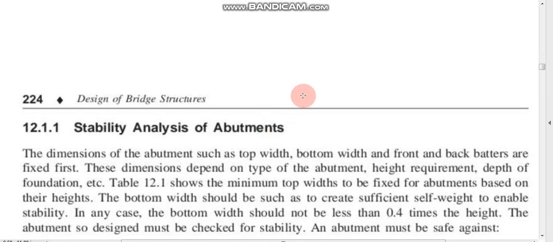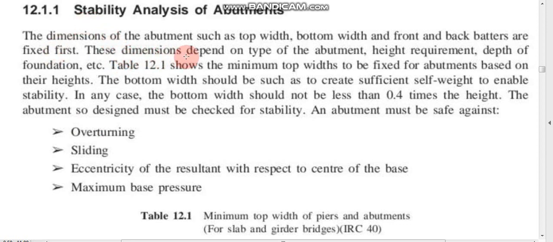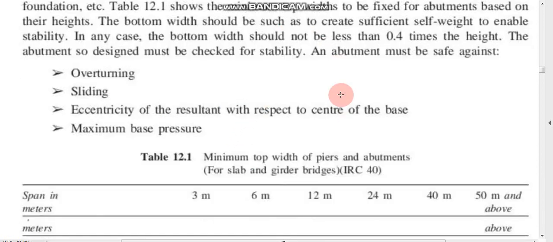Next part is the stability analysis of abutment. So the dimensions of the abutments such as top width, bottom width, front and back battens are fixed. These dimensions depend on the type of abutment, height requirement, depth of foundation, etc. So the below table shows the top width required for the abutment.